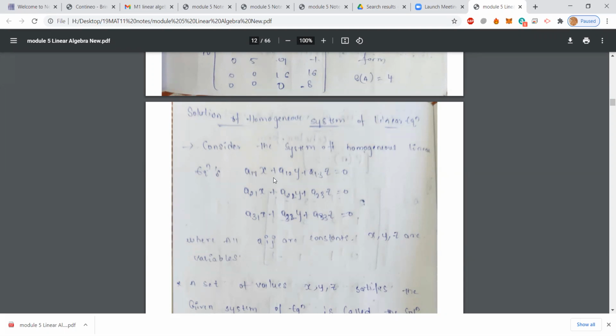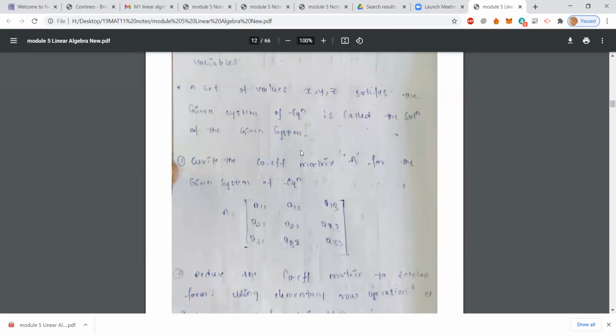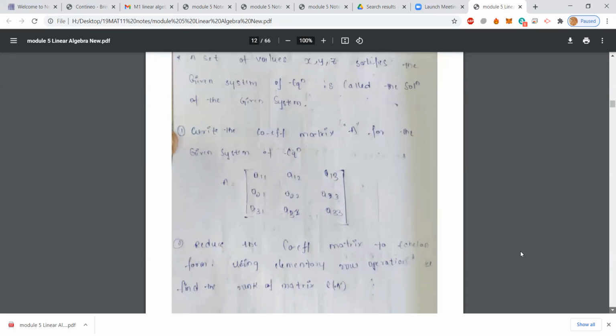It is called linear since the power of x, y, z in all the three equations is 1. That is, the degree of the variables x, y, z is equal to 1. And what is the solution of a system of equations? A set of values x, y, z that satisfies all the three equations simultaneously is called the solution of the given system. So to find the solution of a given homogeneous system of equations, we have three steps.